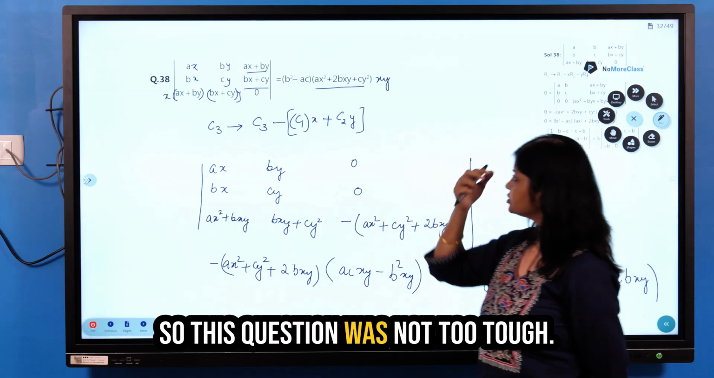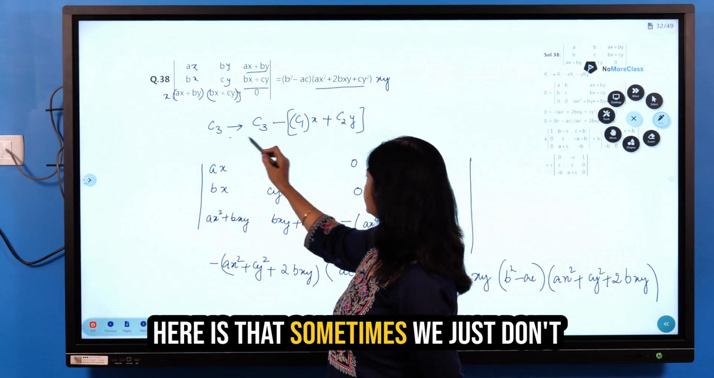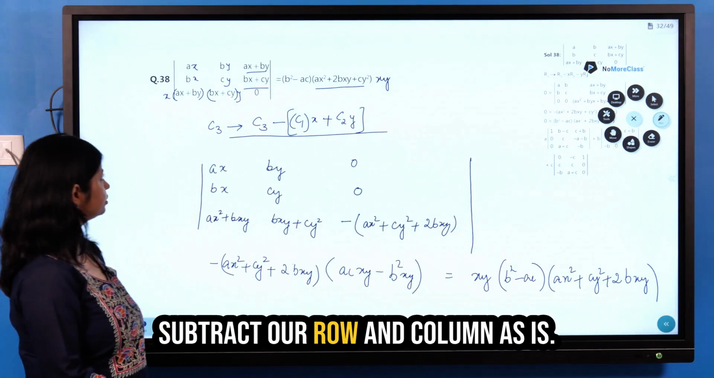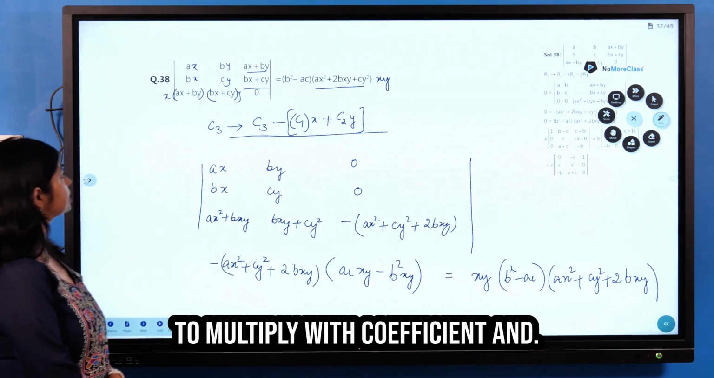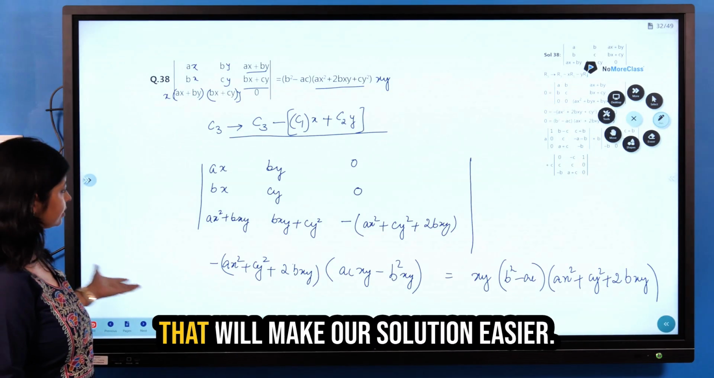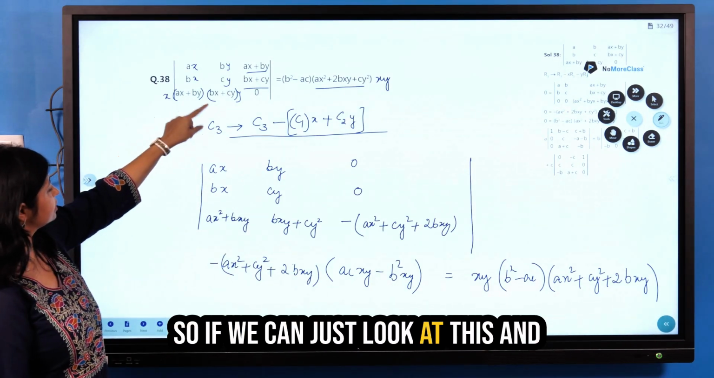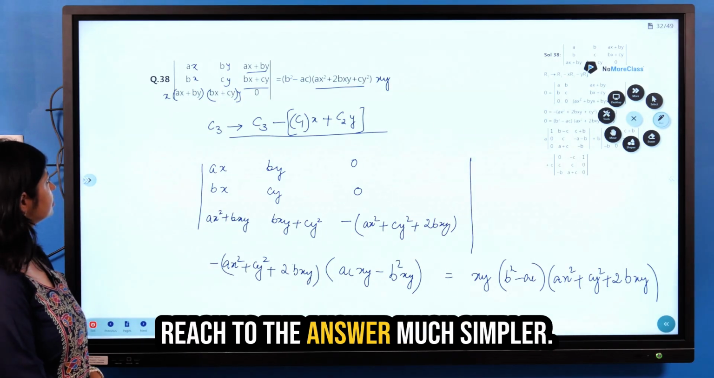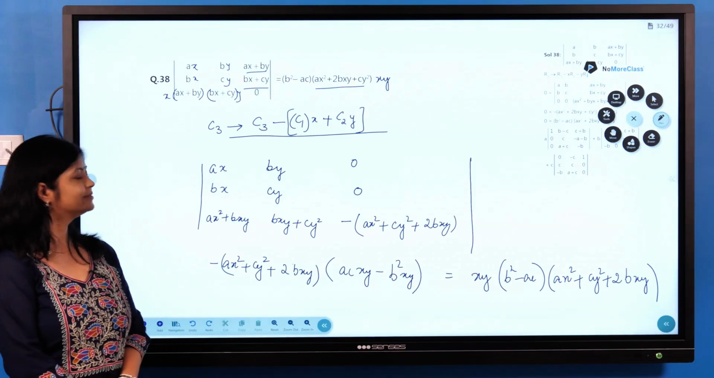So this question was not too tough. Only thing that we have to remember here is that sometimes we just don't subtract our row and column as is. Sometimes we may need to multiply with a coefficient and that will make our solution easier. So if we can just look at this and approach like this, then we can reach the answer much simpler. Okay, this is just one of the ways again. Okay. Thank you.